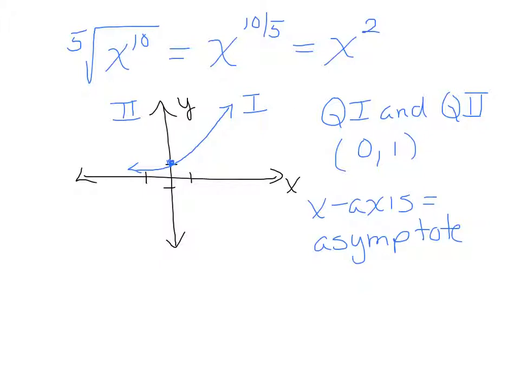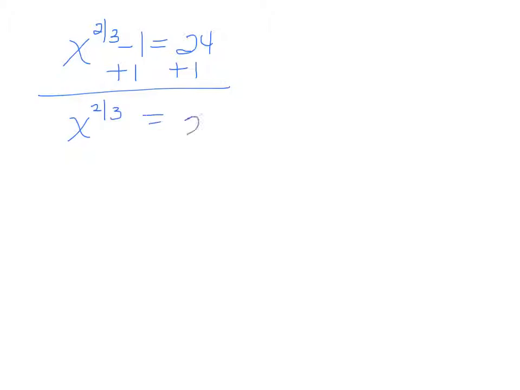Let's now go into a couple things about equations. There are two types of exponential equations. One type is when you have an exponent on only one side of the equation. For example, if I had x raised to the 2/3 power minus 1 equals 24, I need to isolate the base and the exponent in order to get rid of the exponent. So in this case, I'm going to add 1 to both sides, and I'll get x to the 2/3 power equals 25.